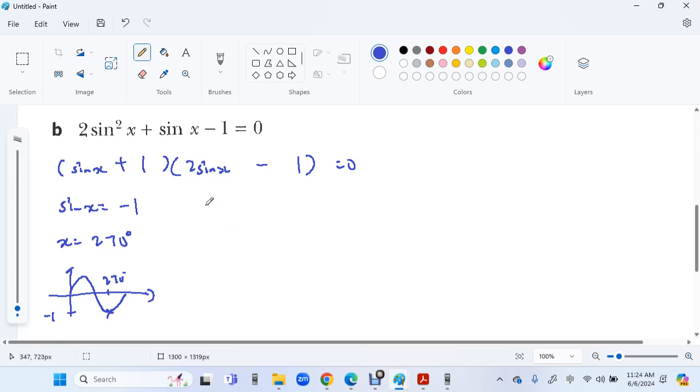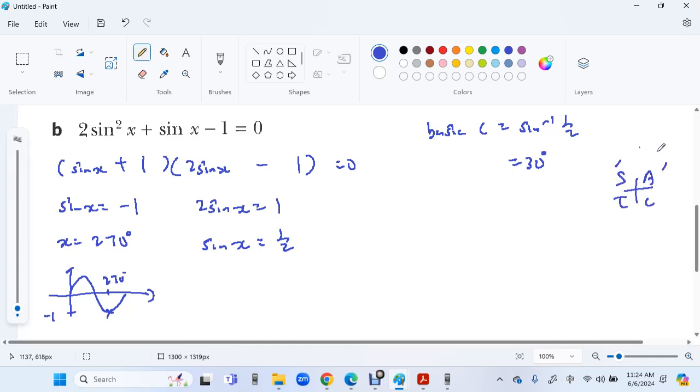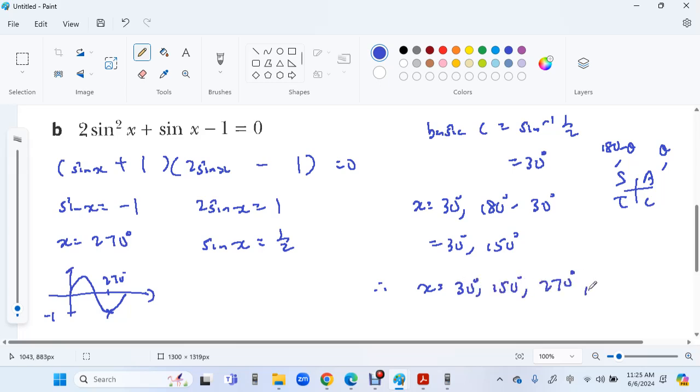Next, we have 2 sine x equal to 1, then sine x is half. The basic angle will be the arcsine of half, which is 30 degrees. And we have the ASTC, sine positive will be theta and 180 minus theta. So x will be 30 degrees and 180 minus 30 degrees, which is 30 degrees and 150 degrees. So we combine together, x will be 30 degrees, 150 degrees, and 270 degrees.